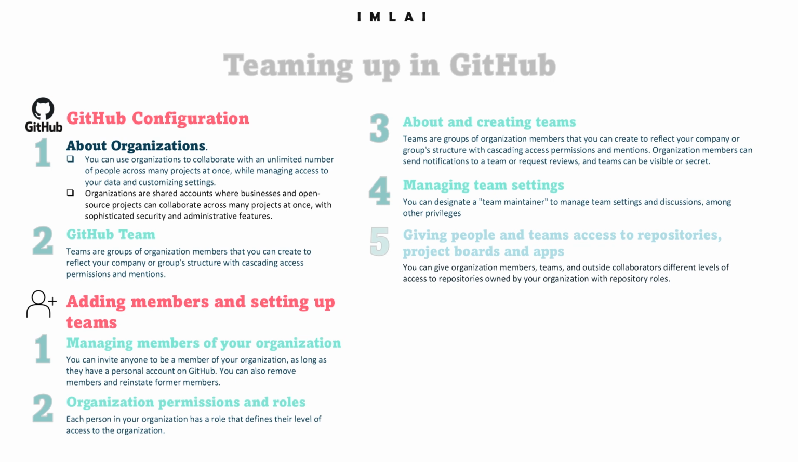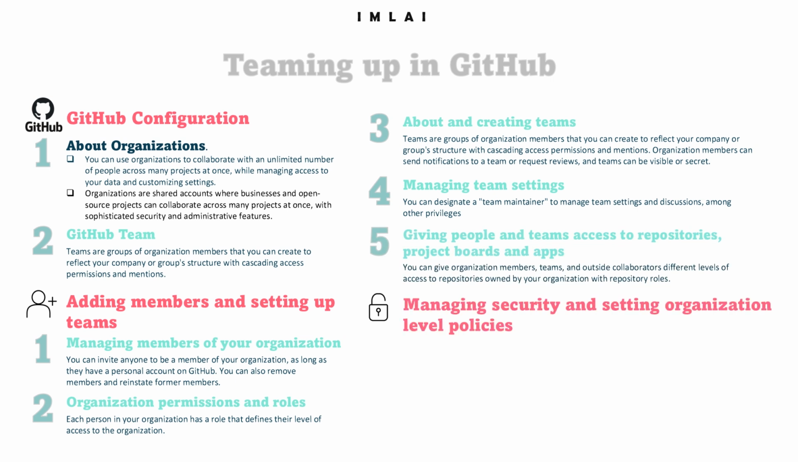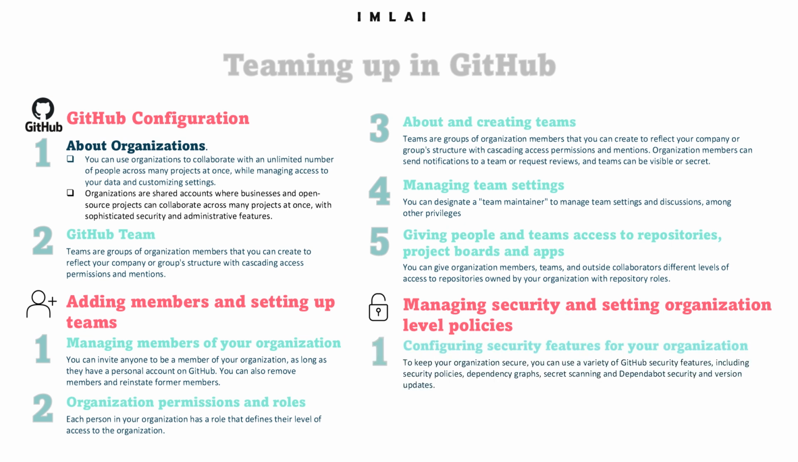Then we will look into managing security and setting organization level policies. To keep your organization secure, you can use a variety of GitHub security features, including security policies, dependency graphs, secret scanning, and Dependabot security and version updates.